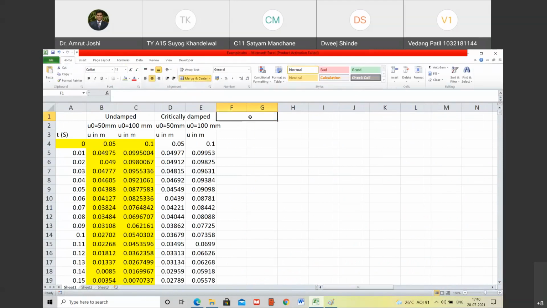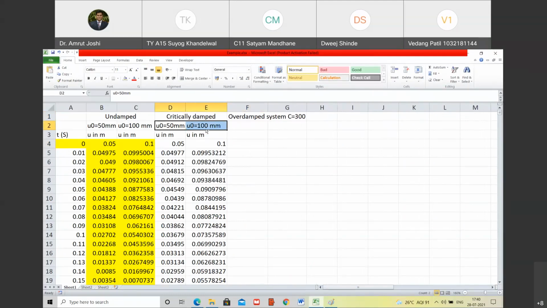Yes, sir. So let me merge these cells. One minute. Let me name it as overdamped system. And for the overdamped system, C is equal to 300. That's what we have taken, right? Yes, sir. And we are going to consider both the cases. One, when U0 is equal to 50 mm. That means we pull the mass towards right by 50 mm and leave. And second, U0 equal to 100 mm. So we pull the mass towards right by 100 mm and leave it. Happy? Okay.